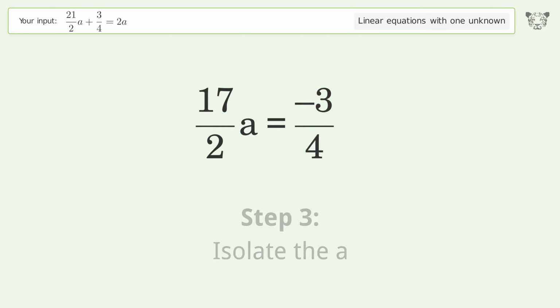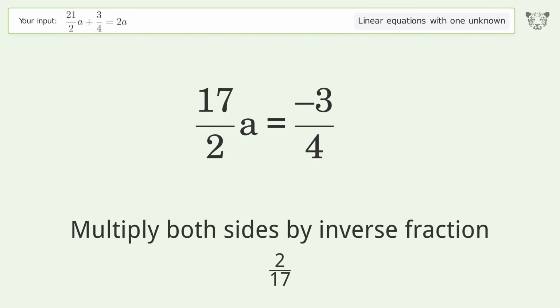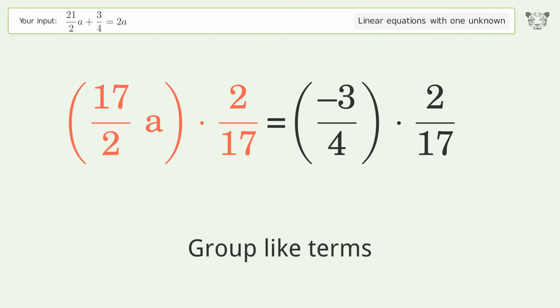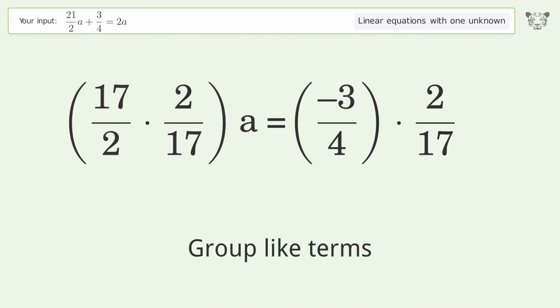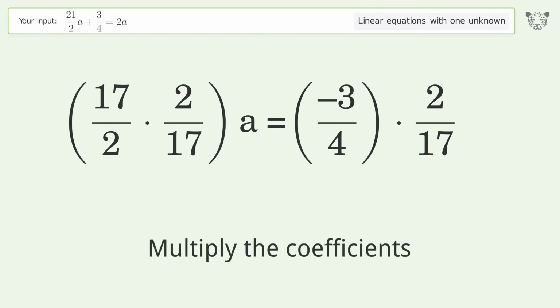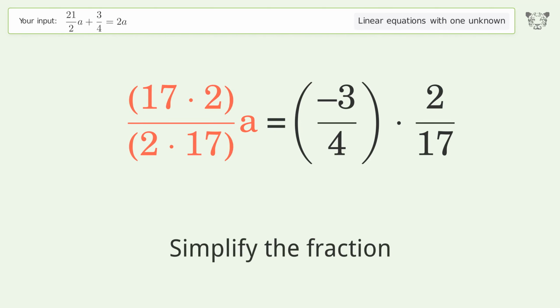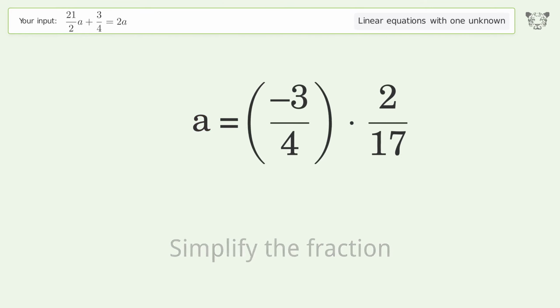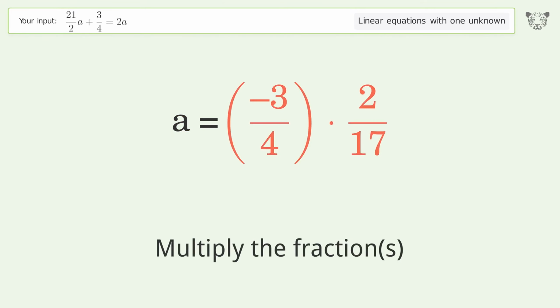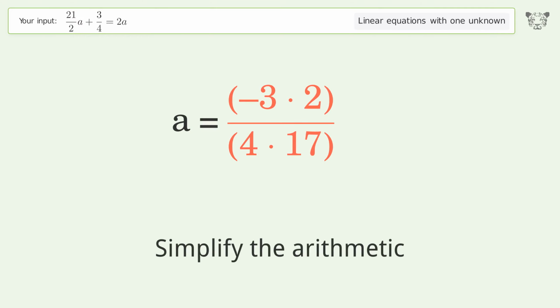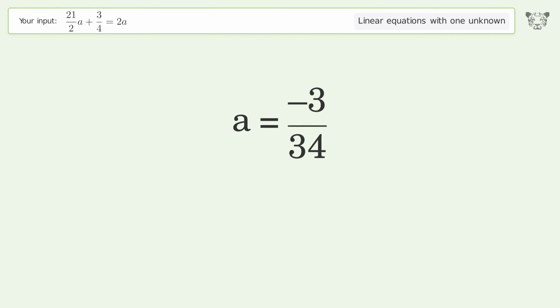Isolate the a. Multiply both sides by inverse fraction 2/17. Group like terms. Multiply the coefficients. Simplify the fraction. Multiply the fractions. Simplify the arithmetic. And so the final result is a equals -3/34.